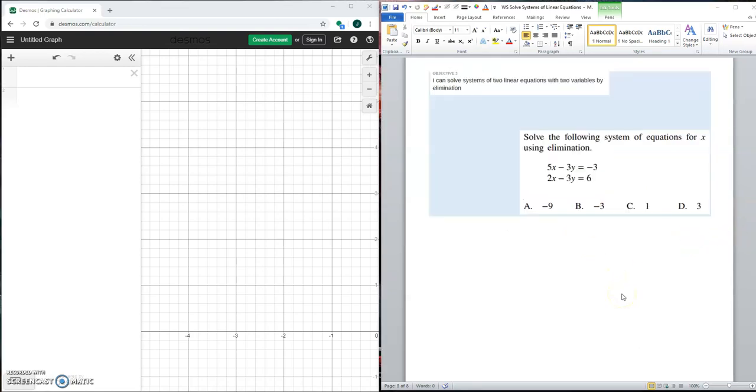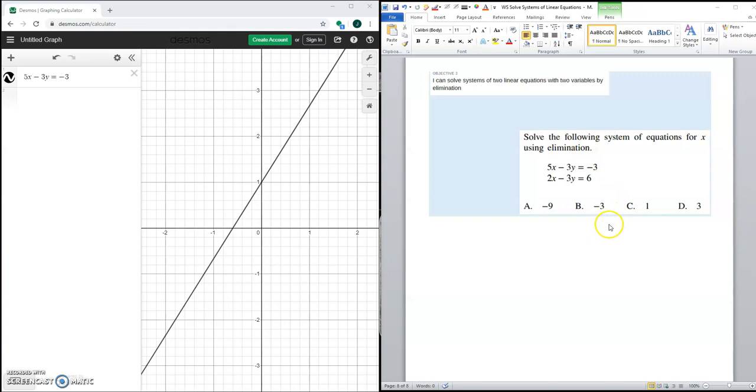Alright, let us now go to the next example. It says solve the following systems of equations for x using elimination. I know it says elimination on this one, guys, but we are doing a workshop. Because we're doing a workshop, we want to use all the technology that is afforded to us. In this case, Desmos. For me to assess you on how you do the process of elimination, that is going to be done in the checkpoints.